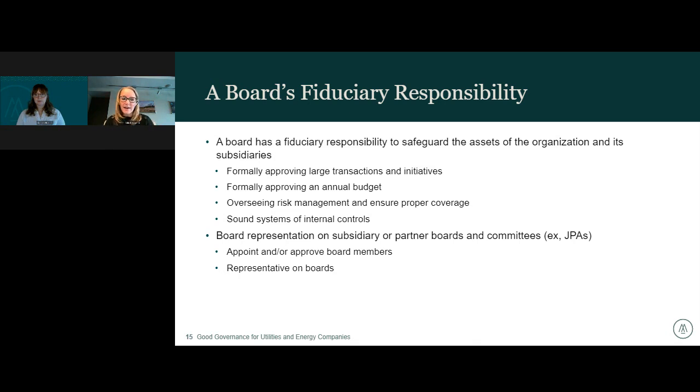In a subsidiary or a board, what that means is really, if you're a board member on the parent company and you have subsidiaries, are you going to appoint and approve board members? Are you going to represent on that board? And what does it mean to represent on a board or on a subsidiary versus the original board? And understanding what your functions are and your duties of care are in each of those organizations.